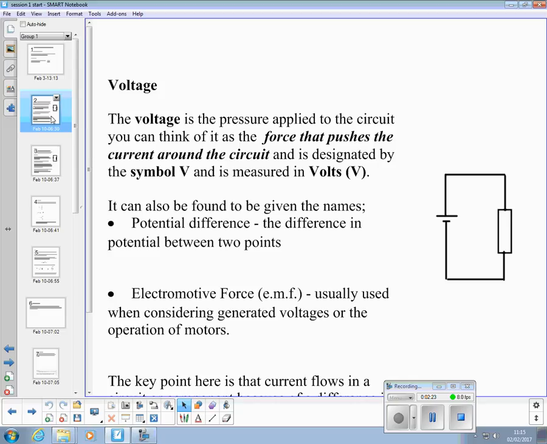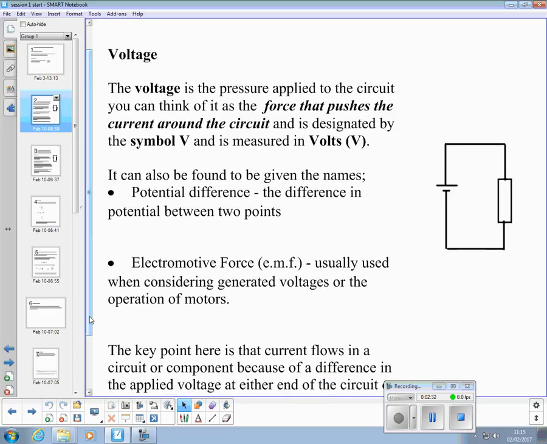Difference in voltage between 2 points. I'm not going through every detail that's in the book. I'd rather you concentrated on following what I'm talking about and asking questions than trying to match what I'm doing here with what's in the book. You can use that as help. Potential difference.